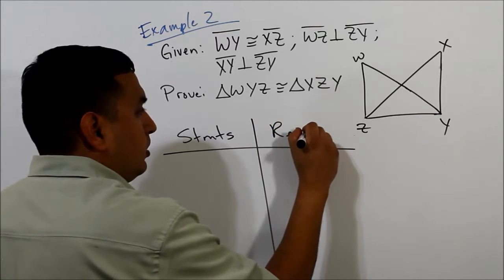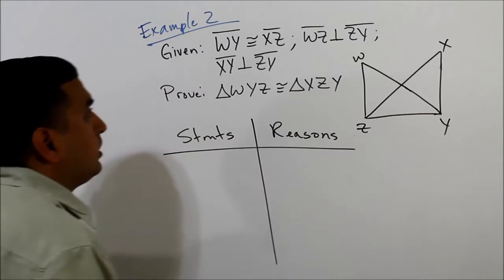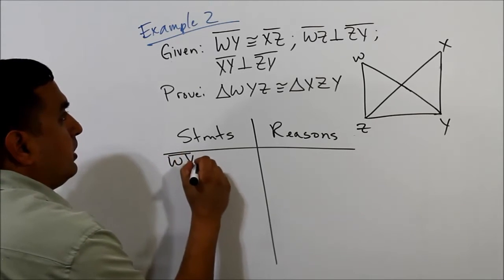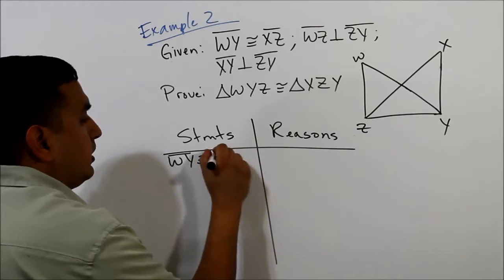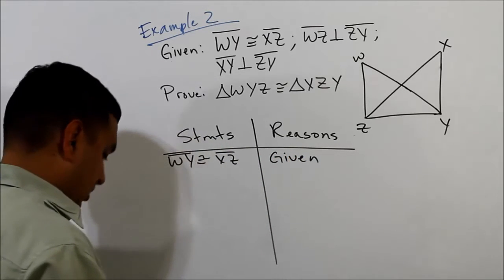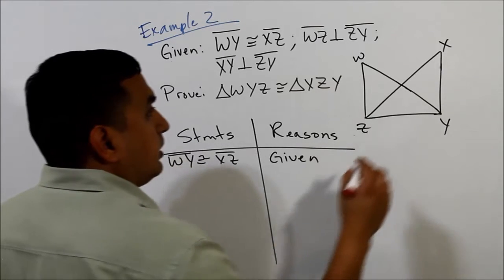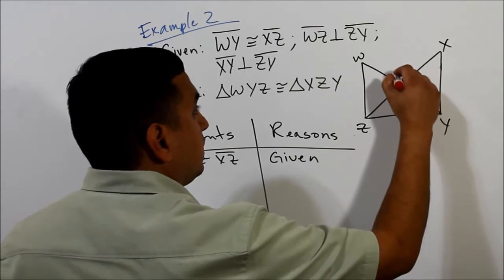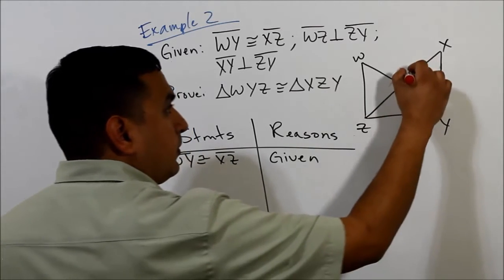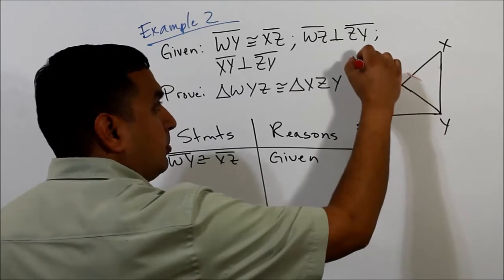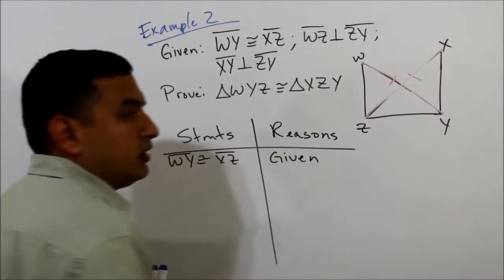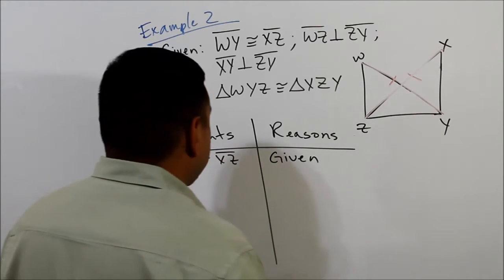Gotta make my two columns, my statements and my reasons. Okay, let's start with segment WY is congruent to segment XZ. My reason is given. We go ahead and mark that. I know WY is congruent to XZ. I'm drawing my tick marks here, but remember that I'm talking about this whole line going this way. Okay, so those two are congruent.